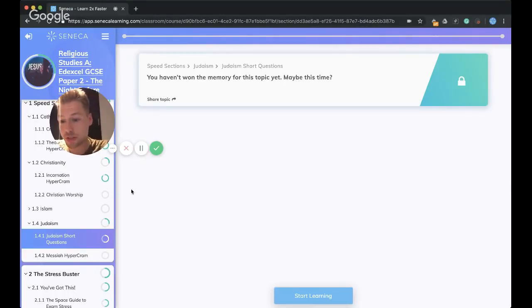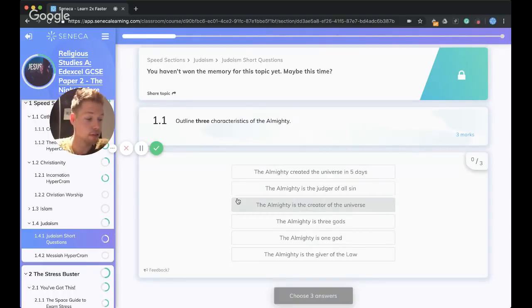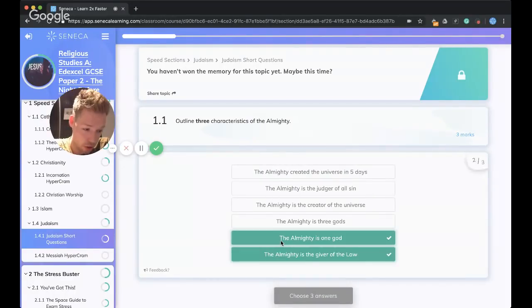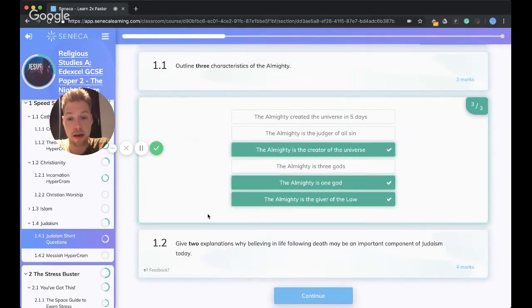Okay, so Judaism short questions. Let's start. What are the three characteristics of the Almighty? In Judaism, the Almighty is the giver of the law, is one God, and is the creator of the universe. So this would be like the part A question on paper 2. That's when you just have to outline, you just have to give three things. You don't need to worry about explanations. It's just a fact recall question, a nice little summon to get you into the flow of the exam.